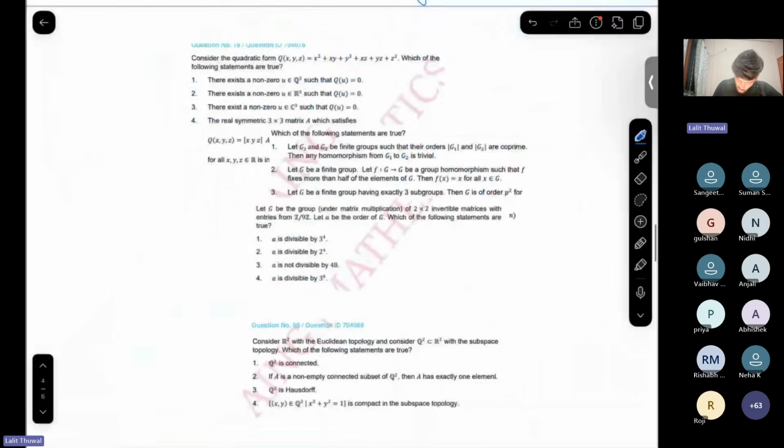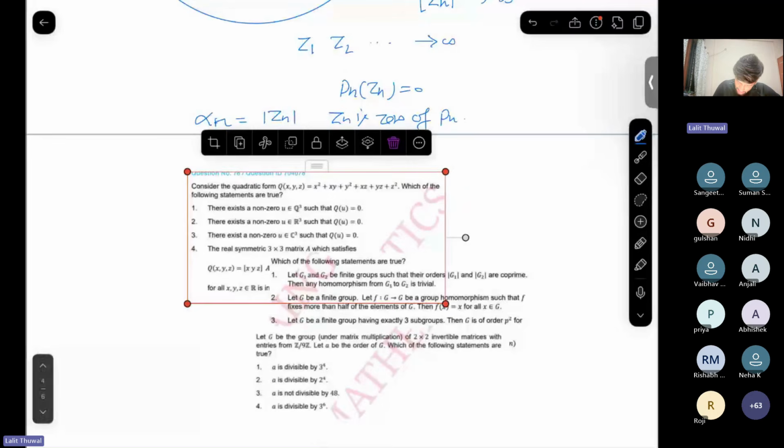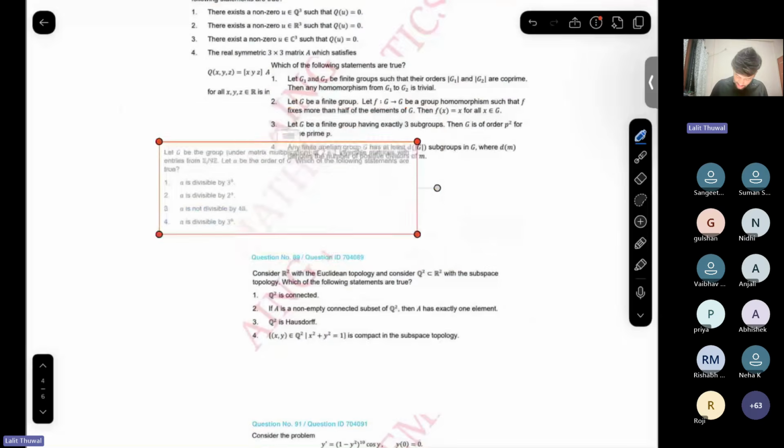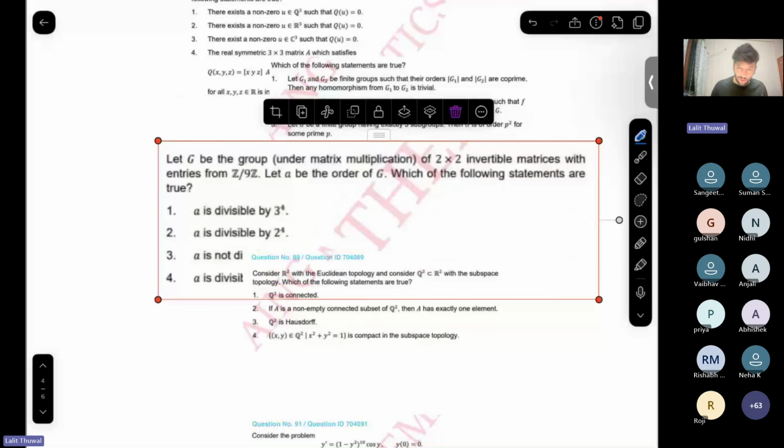Okay, so let's move to the next one. So a linear algebra problem, and after this, there are very nice problems from algebra. Okay, so group theory problems. So you might not have solved it yet. Okay, so let me show you that problem. So how many of you have solved it? So this problem.